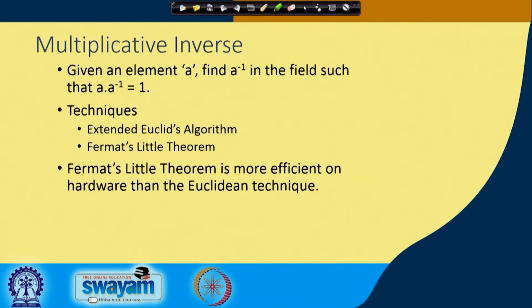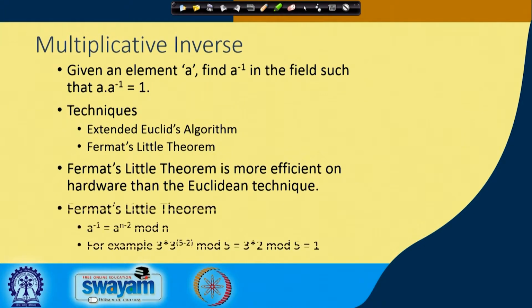The comment here is that Fermat's little theorem is more efficient on hardware than the Euclidean technique, because the Euclidean technique, as you probably know, results in a computation which requires more intensive operations, and also will require more clock cycles. So, essentially, we resort to Fermat's little theorem, and just to state how it works.